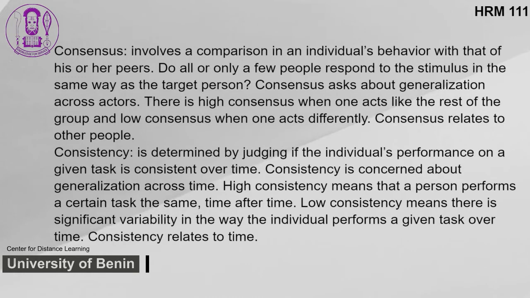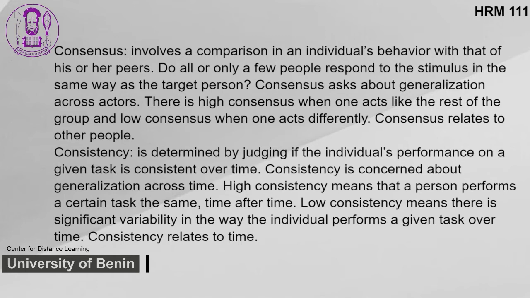Consensus involves a comparison in an individual's behavior with that of his or her peers. Do all or only a few people respond to the stimulus in the same way as the target person? Consensus asks about generalization across actors. There is high consensus when one acts like the rest of the group and low consensus when one acts differently. Consensus relates to other people.